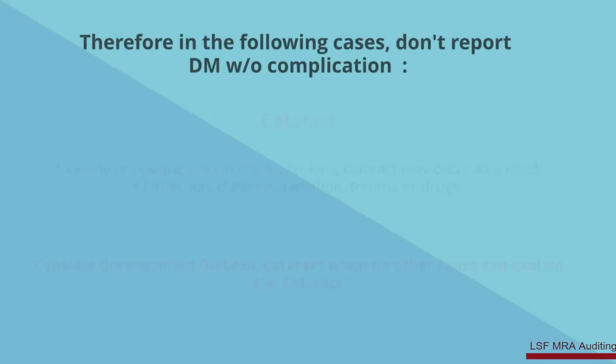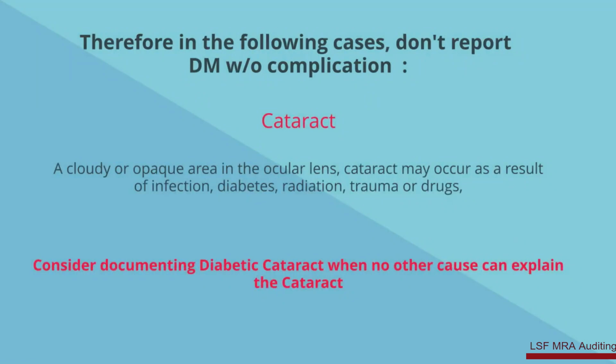A cataract is a cloudy or opaque area in the ocular lens. Cataracts develop because of alterations of metabolism and transport of nutrients within the lens. Although the most common form of cataract is degenerative, cataracts also may occur congenitally or as a result of infection, diabetes mellitus, radiation, trauma, or drugs. Consider documenting diabetic cataract when no other cause can explain the cataract.